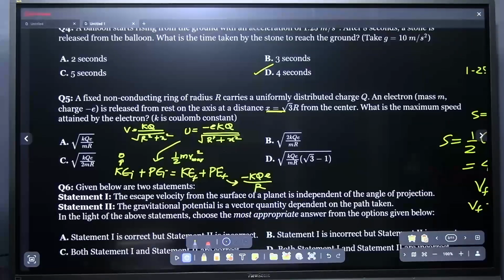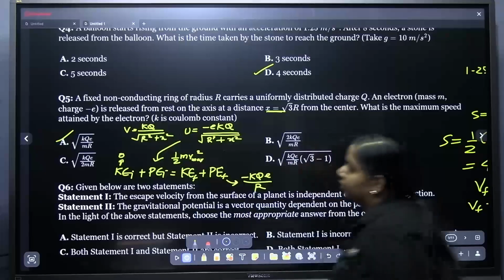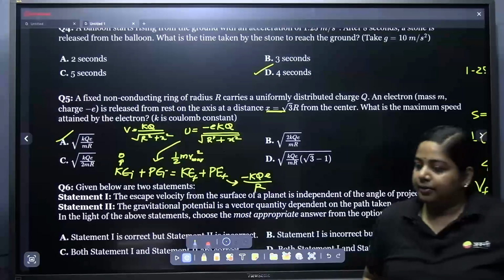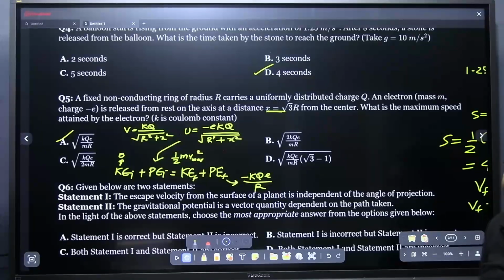Is there any doubt? Answer is option A. Okay. I hope it's clear for all and we can move on to the next question.